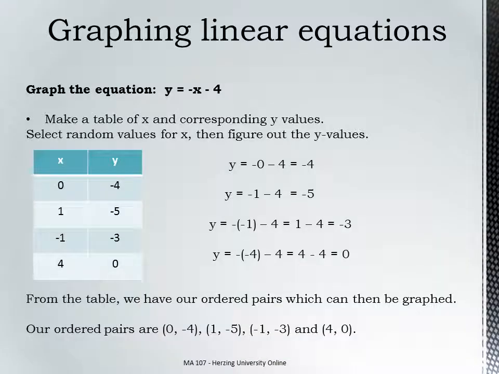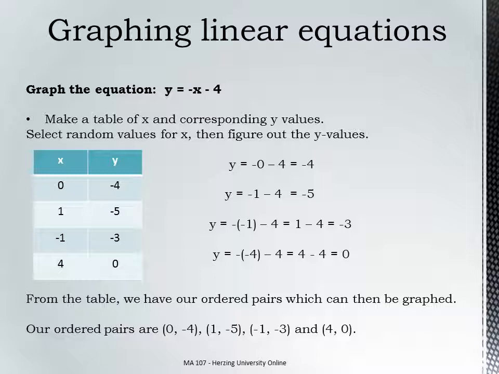Graph the equation y equals -x minus 4. Make a table of x and corresponding y values. Select random values for x and then figure out the y values by substituting them into the equation. If x is 0, then y is equal to 0 minus 4, which equals -4. If x is 1, then y equals -1 minus 4, which equals -5.